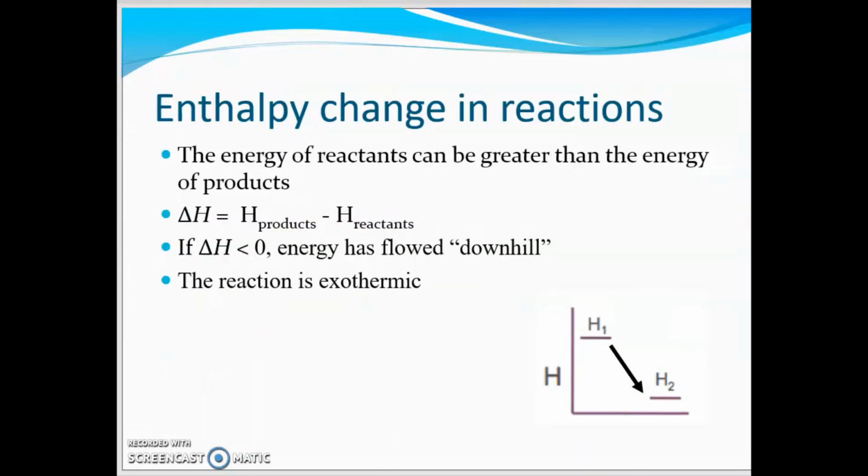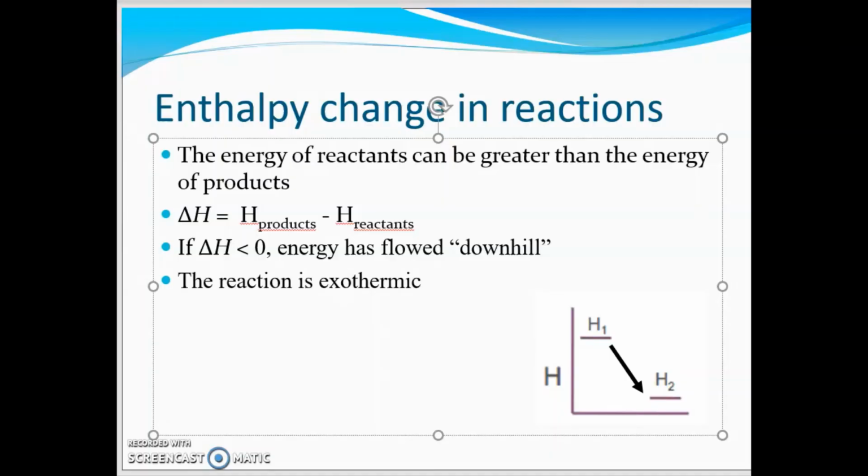So if we try and sum this up in terms of reactions, if the energy of reactants is greater than the energy of the products, then delta H, products final minus reactants initial, is going to be a negative number. And this is kind of a downhill reaction. This would be exothermic. So this is an exothermic reaction. Energy is exiting the system.